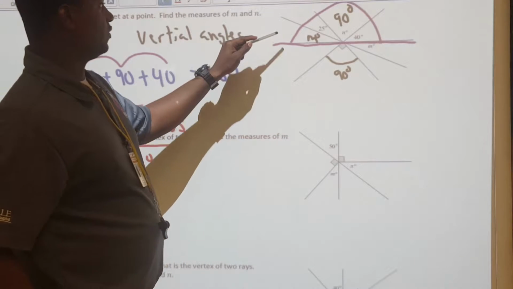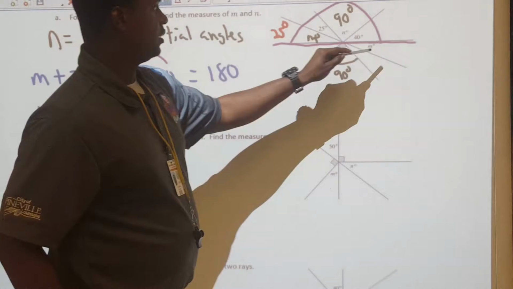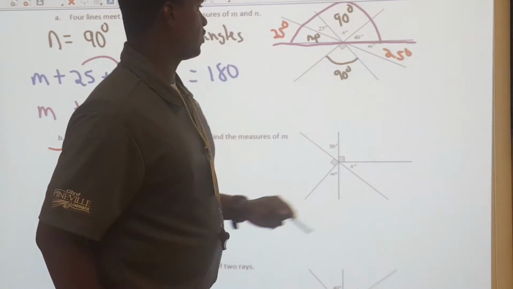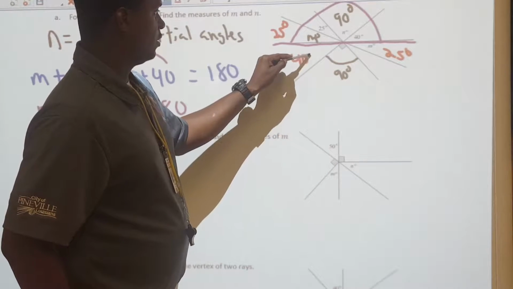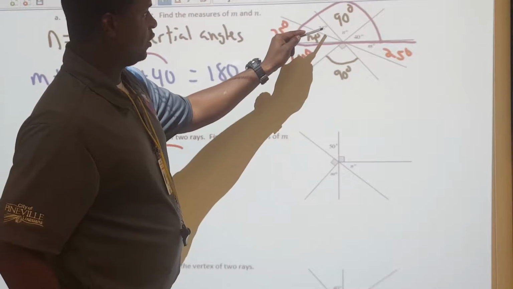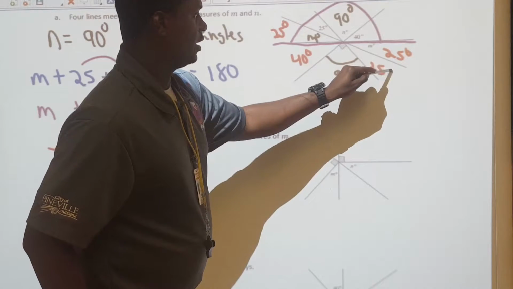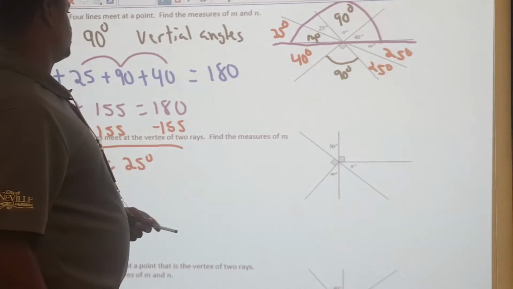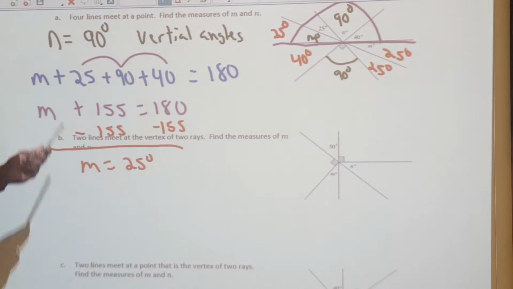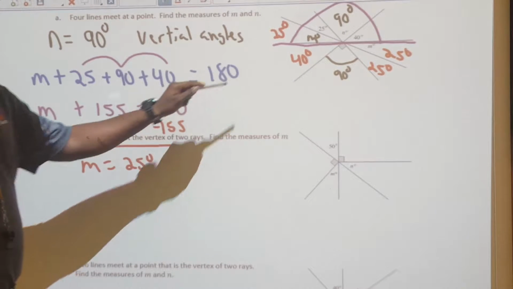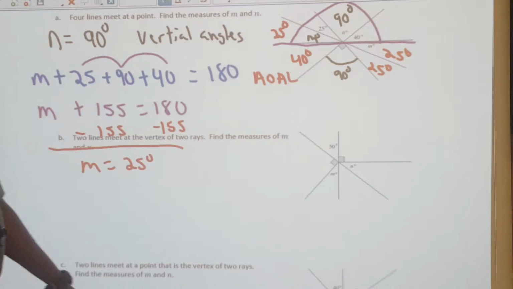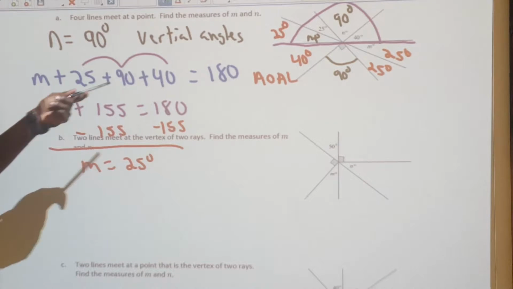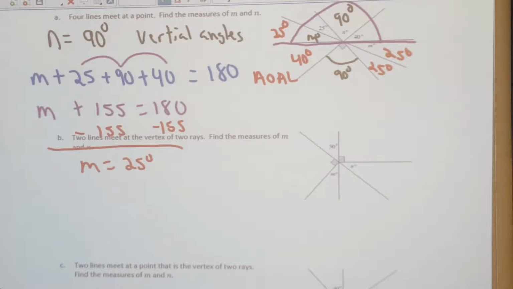So if this M is equal to 25 degrees, this M is equal to 25 degrees because of vertical angles. If this angle is 40 degrees, this angle is equal to 40 degrees because of vertical angles. This is an equation, and this is an equation. This is angles on a line, and these are vertical angles. I got my two equations, so I met all my standards for these two.